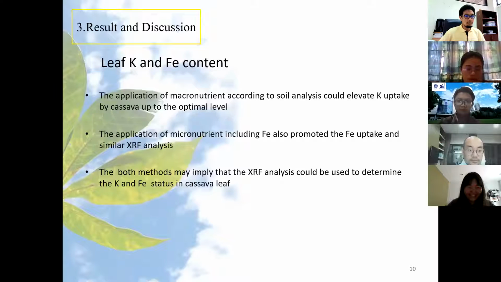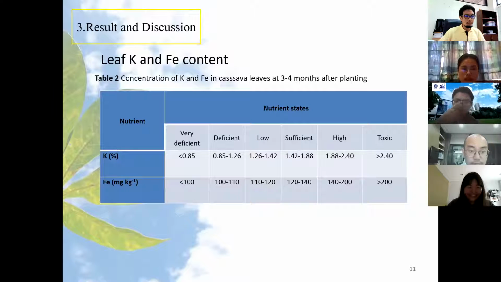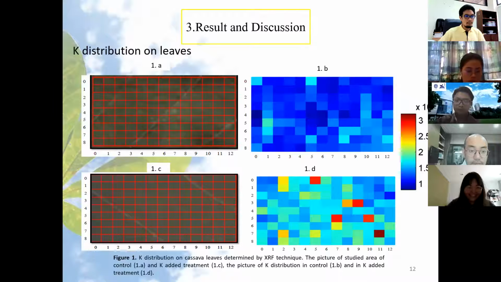We have already looked at the leaf potassium and iron content, and now we are moving on to potassium and iron distribution on the leaf. For potassium distribution, the XRF technique can be used to evaluate nutrient distribution on various positions of the leaf. Figure 1 shows potassium distribution on cassava leaf determined by the XRF technique.